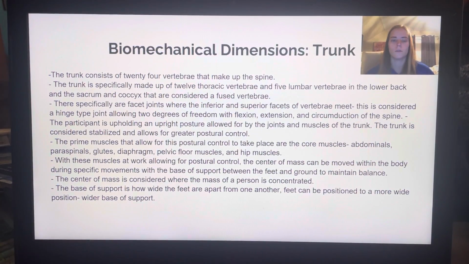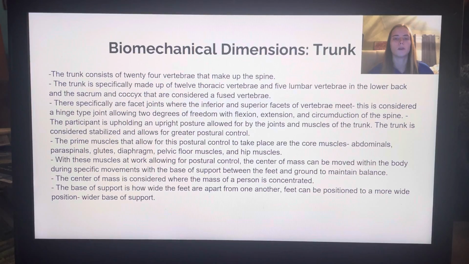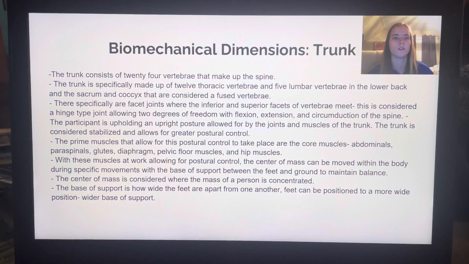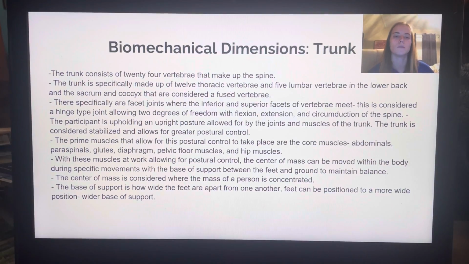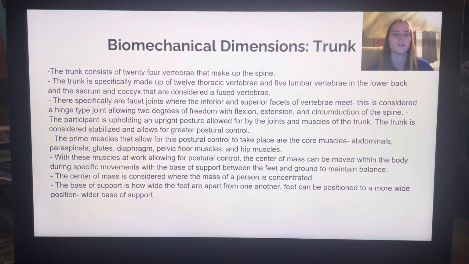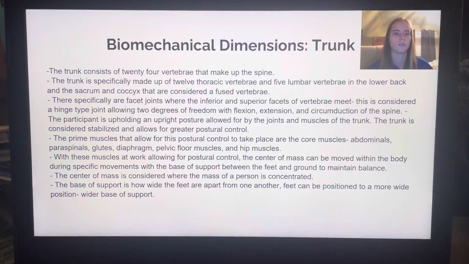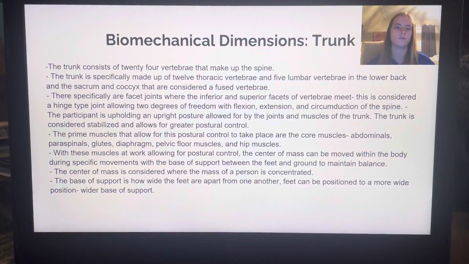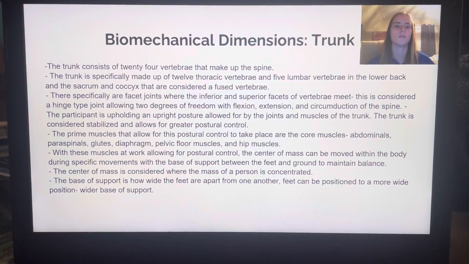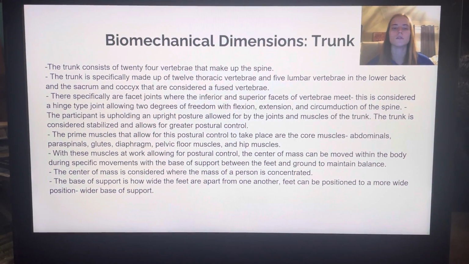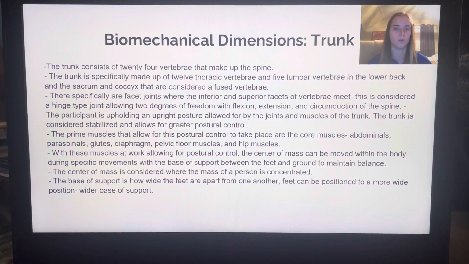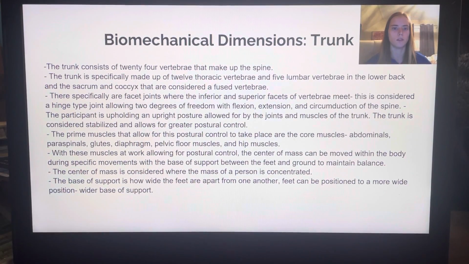In the video, the participant is seen upholding an upright posture. This is allowed for by the joints and muscles of the trunk, as well as the core. Prime muscles that allow for this type of postural control are the abdominals, paraspinals, glutes, diaphragm, pelvic floor muscles, and hip muscles. With these muscles at work allowing for postural control, the center of mass can be moved within the body during specific movements with various support between the feet and the ground to maintain balance.